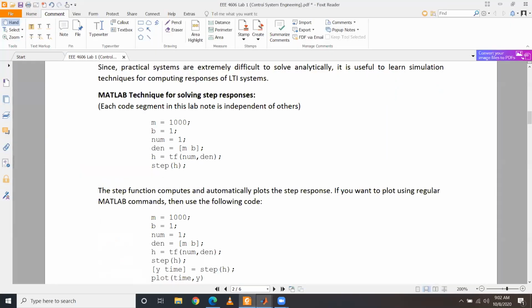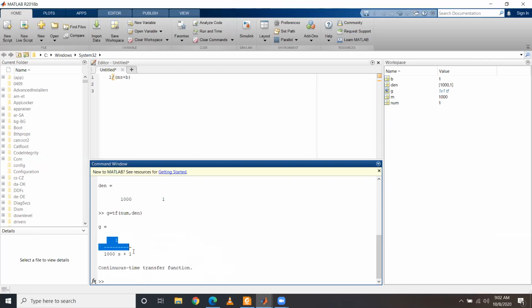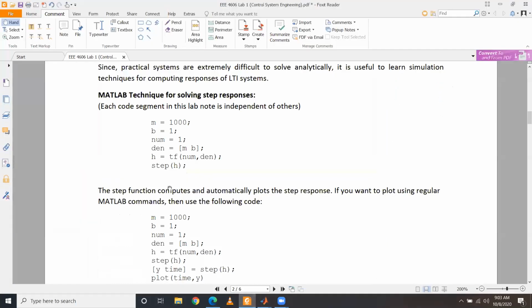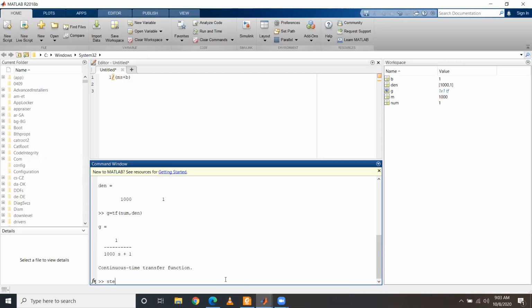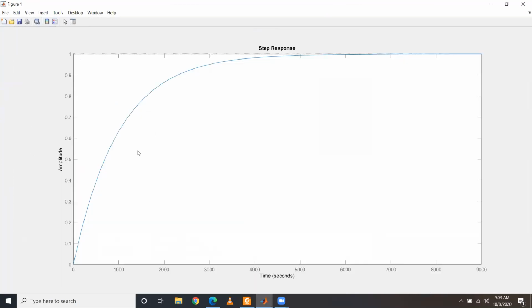It's given in the lab sheet, same thing. So this is the transfer function, 1/(MS+B), right? Yes, sir. Now you can observe the step response directly using step, very easy. So R1 is step G. You'll get a graph that will show the amplitude versus time. So this is the step response. That means this is basically the velocity when the input, which is the force, is a step function, right? Yes, sir. Basically a velocity versus time graph, isn't it?